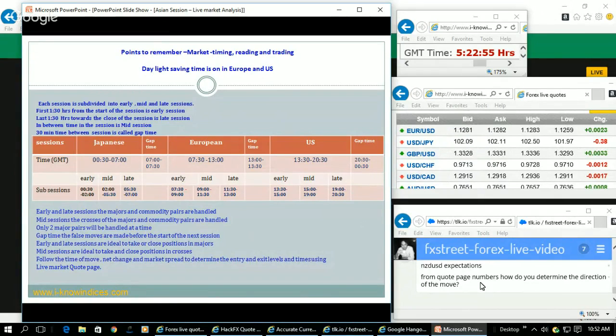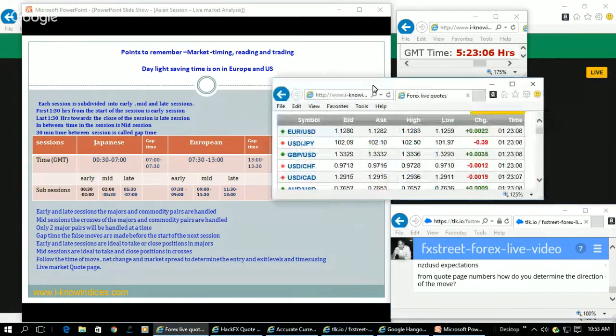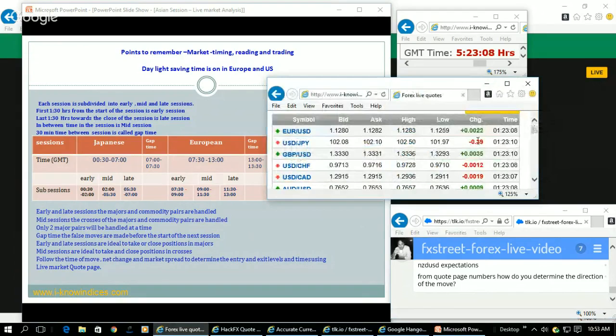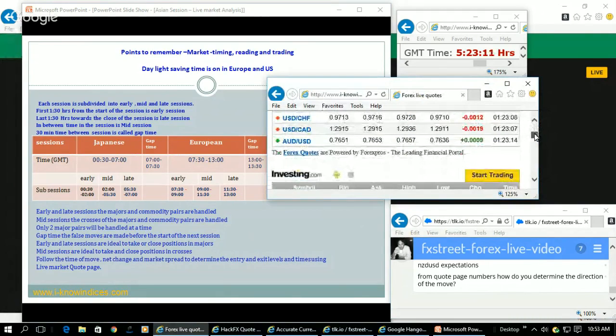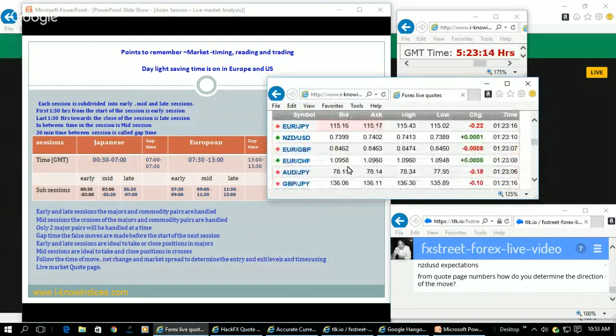There is another question. From quote page numbers, how do you determine the direction of the move? Okay, I explained it many times. See the quote page, we look into it, for example, New Zealand dollar, as you asked the question. Now it is in positive net change during that of the Japanese session. And the numerator currencies are expected to swing and gain during that of the Japanese session and firm up during that of the European session, and start making the slide during that of the US session.